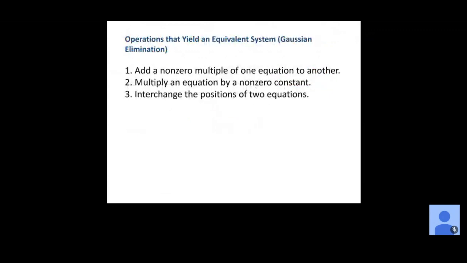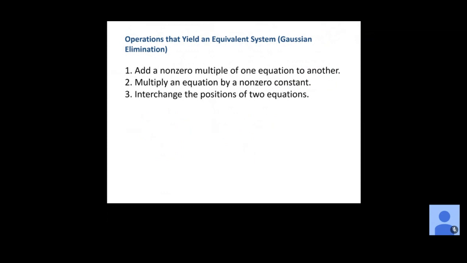All right, so operations that yield equivalent systems. This is what we call Gaussian elimination. Don't worry about the terminology so much, but these are the three things we're allowed to do to any system. We can add a non-zero multiple of one equation to another, same thing we did with elimination. We're allowed to multiply an equation by something, and then add two equations together. Number two says we can multiply an equation by a non-zero constant.